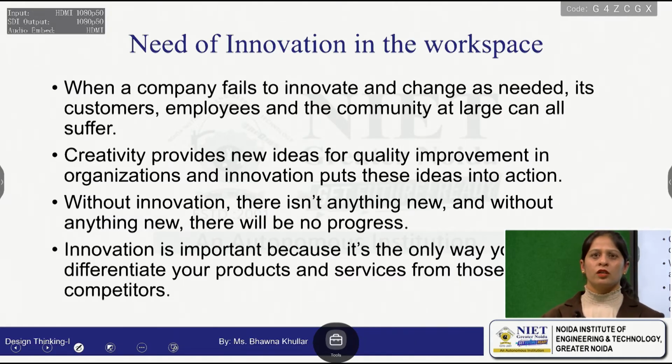Without innovation there is nothing new, and without anything new there will be no progress. Yes, with innovation the progress is always there, dependent on the features. As everyone knows, the features will increase day by day. Everyone wants the new feature, no one wants the old version.